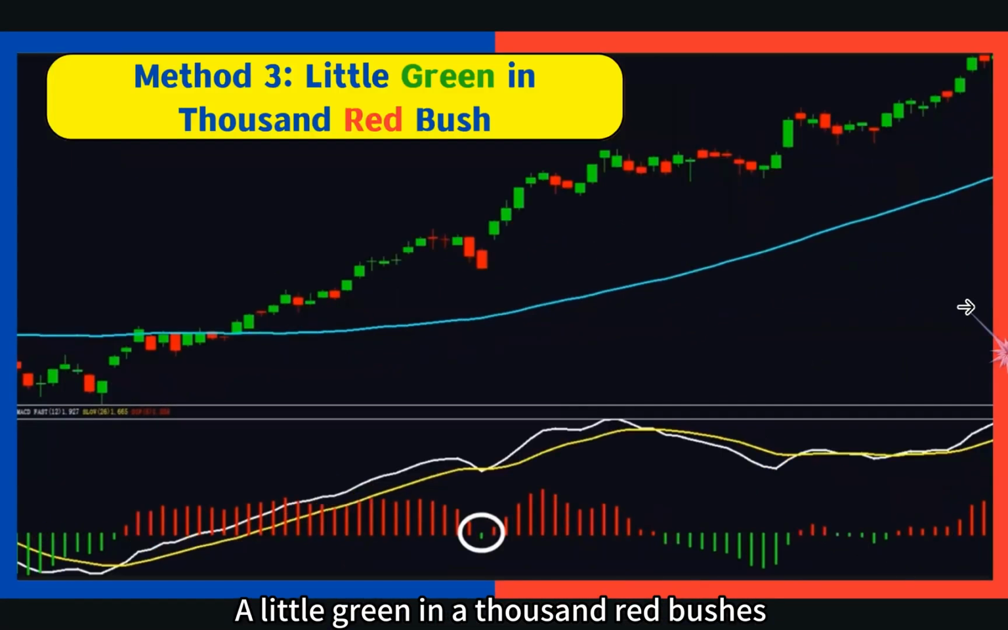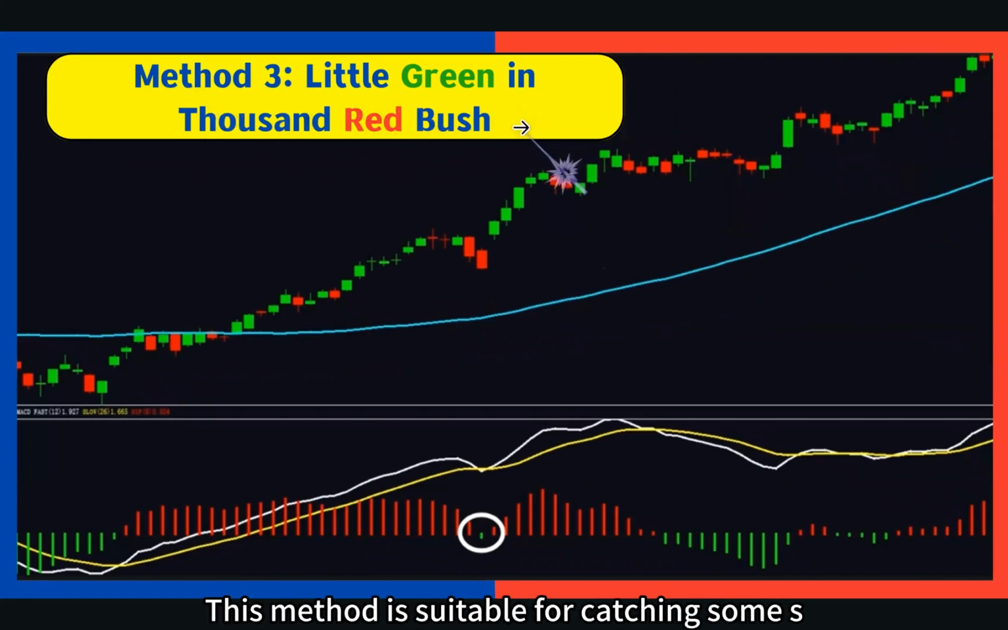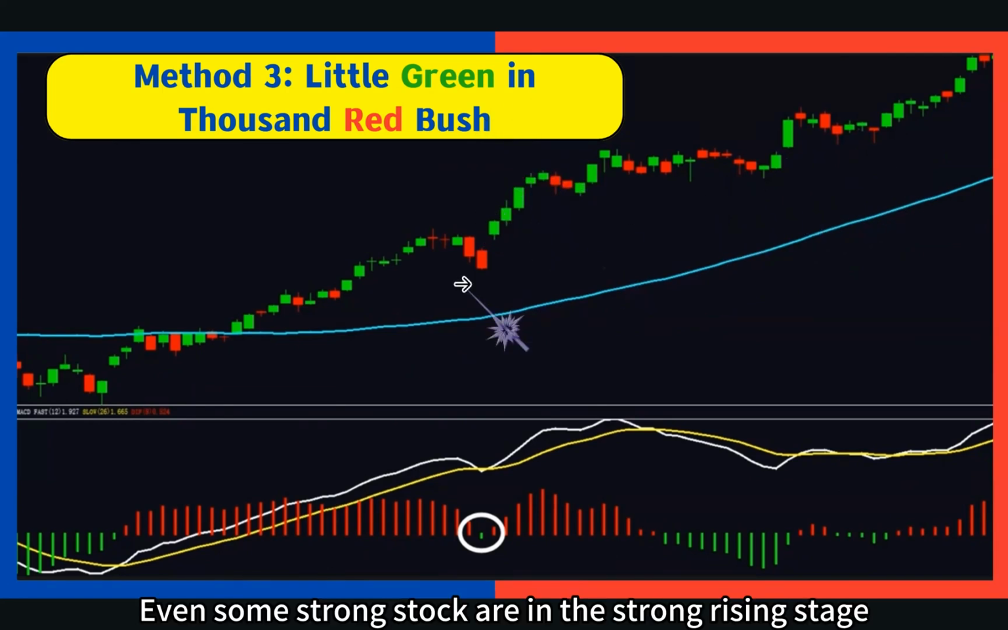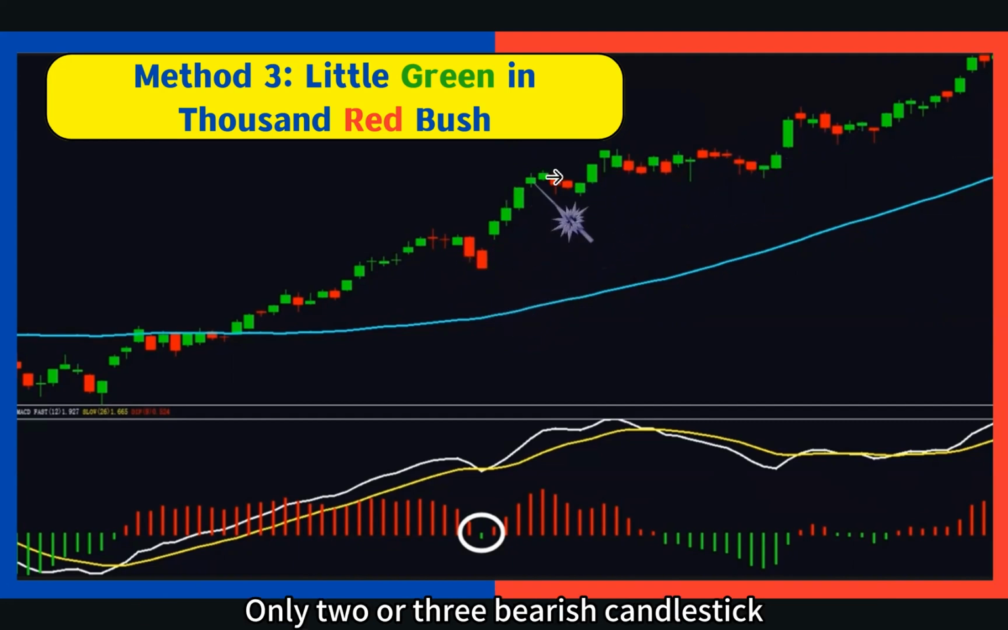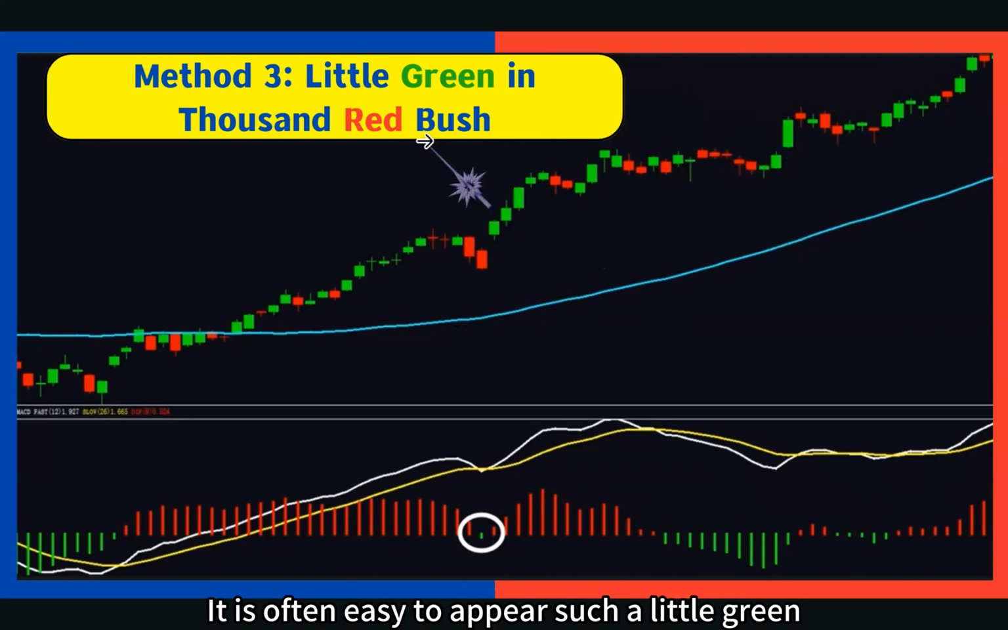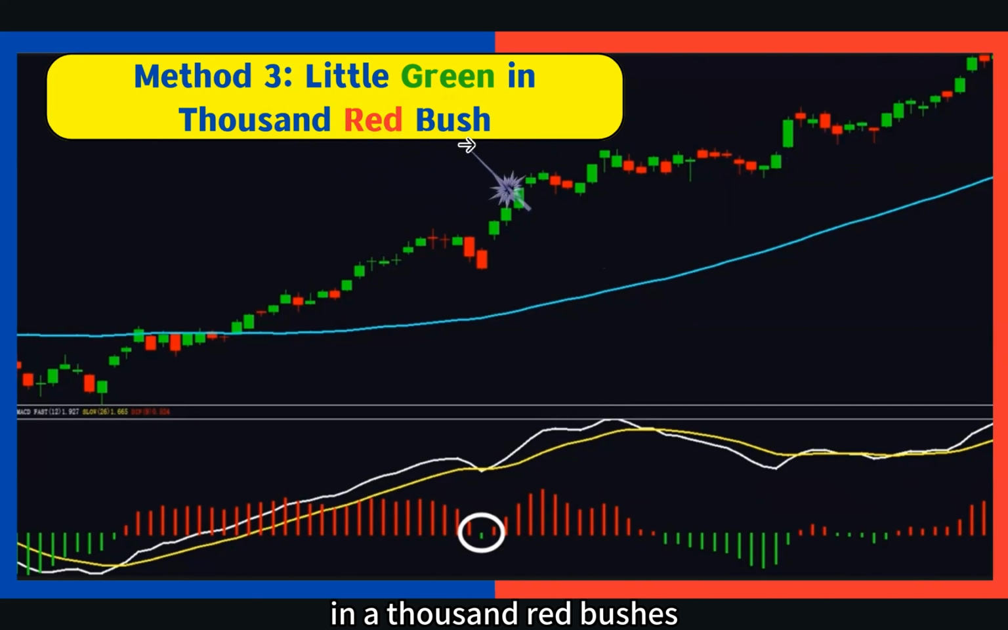Method 3, a little green in a thousand red bushes. This method is suitable for catching some sudden pullbacks of strong stocks. The pullback will start another stronger rise. Even some strong stocks in the strong rising stage have only 2 or 3 bearish candlesticks, a maximum of 1 week's pullback. It is often easy to see such a little green in a thousand red bushes.